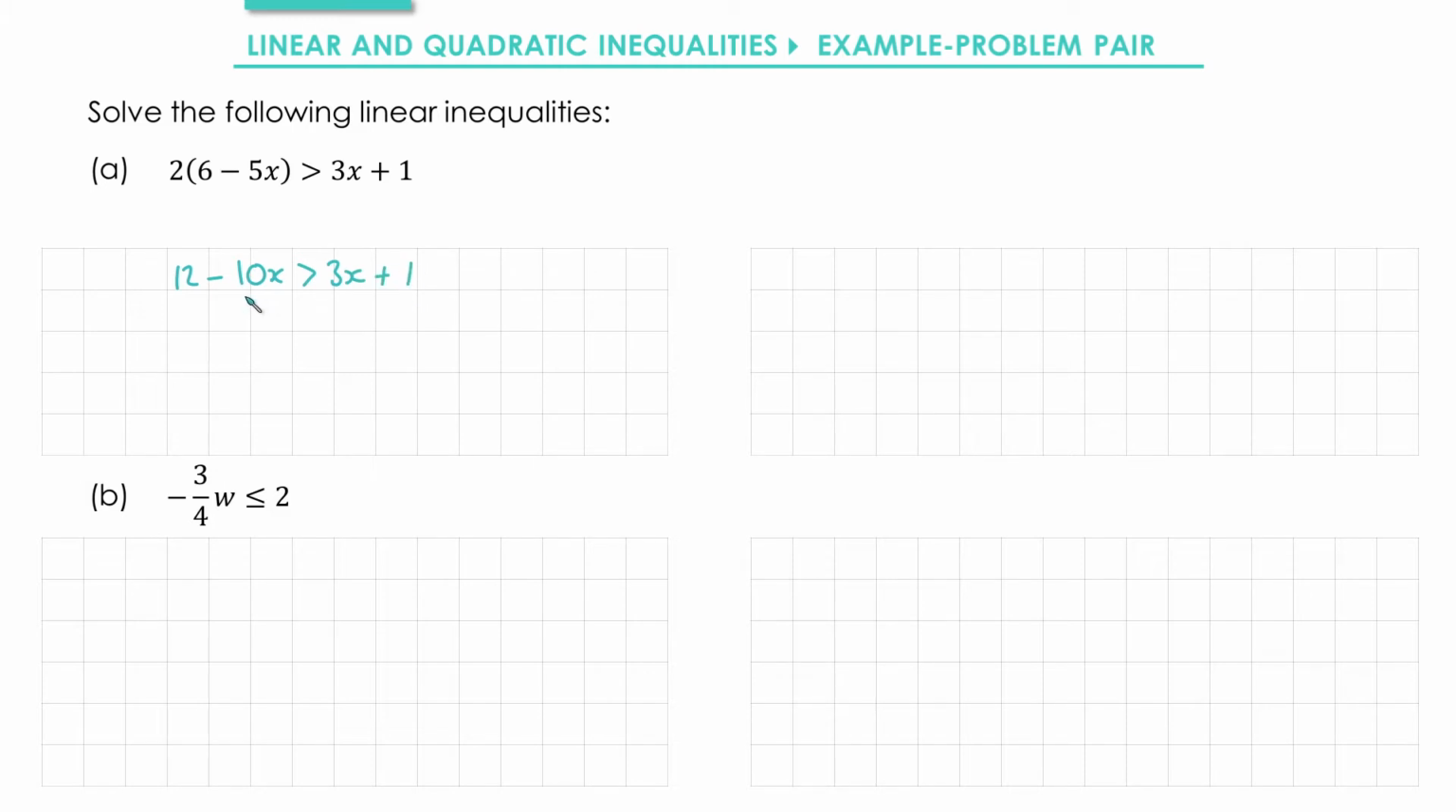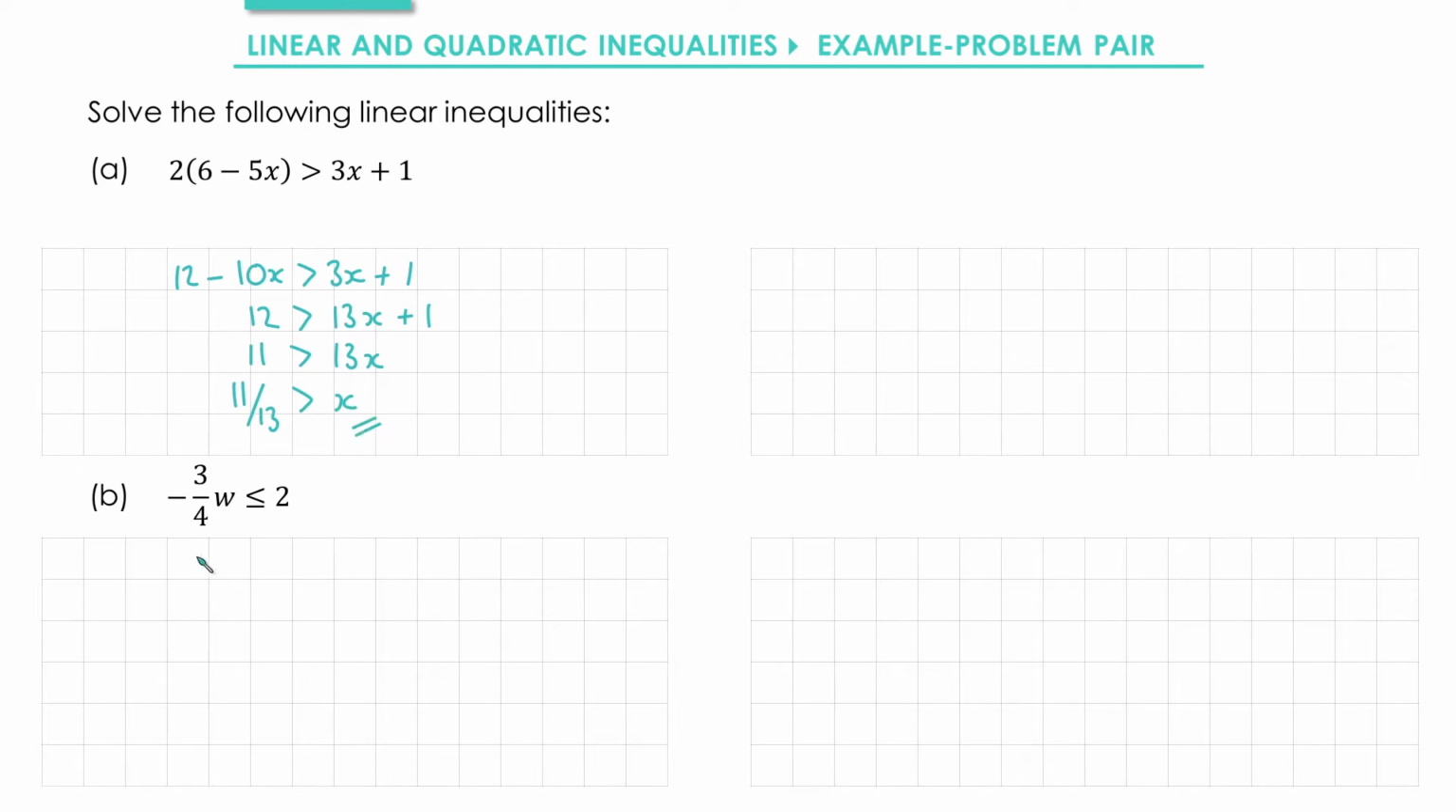Next, we'll collect the x terms together by adding 10x to both sides. That will leave us with 12 on the left hand side, and 3x plus 10x is 13x plus 1. Next, we'll subtract 1 from both sides. That gives us 11 is greater than 13x, and then we'll divide through by 13. That gives us 11 over 13 is bigger than x.